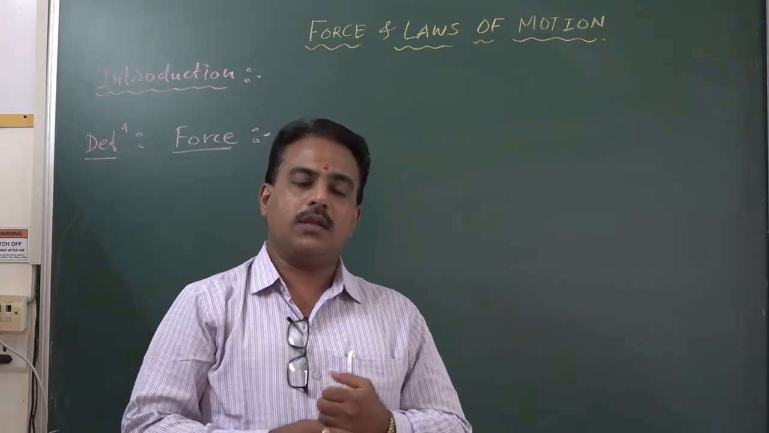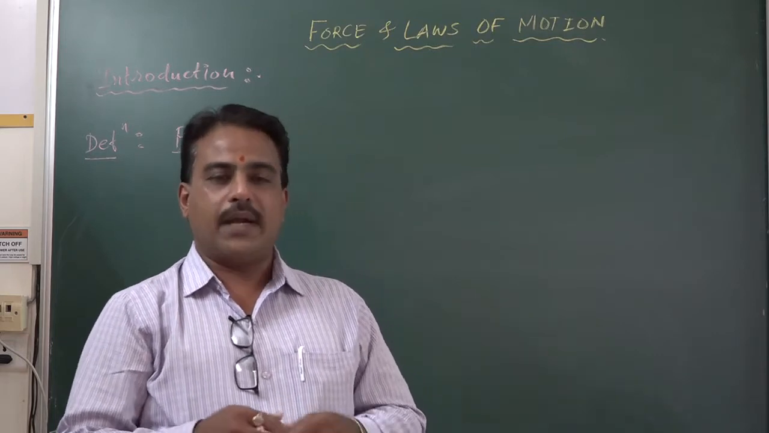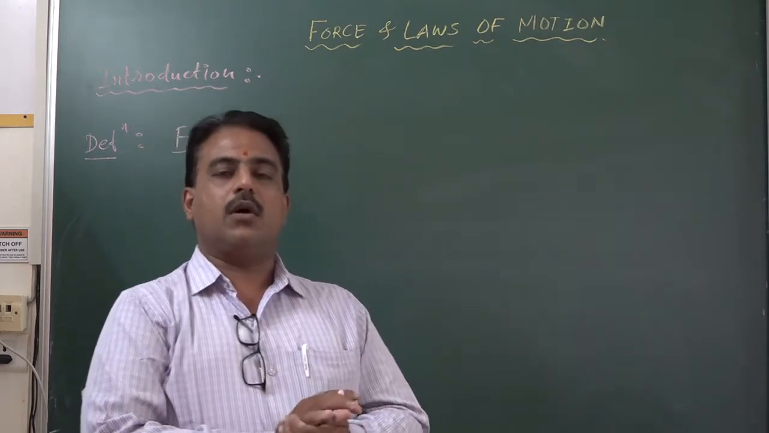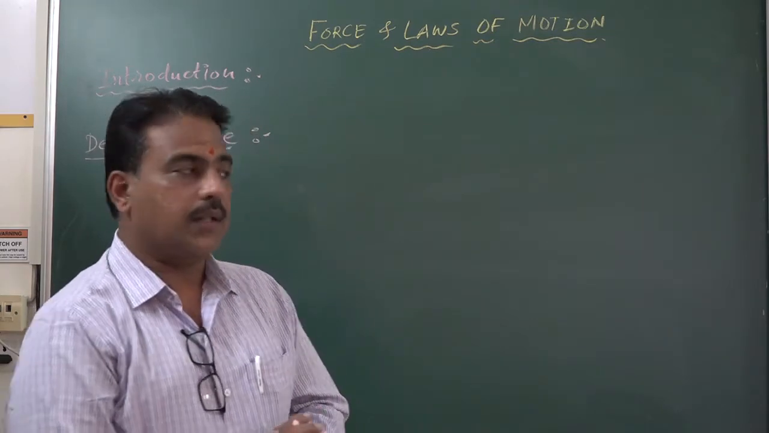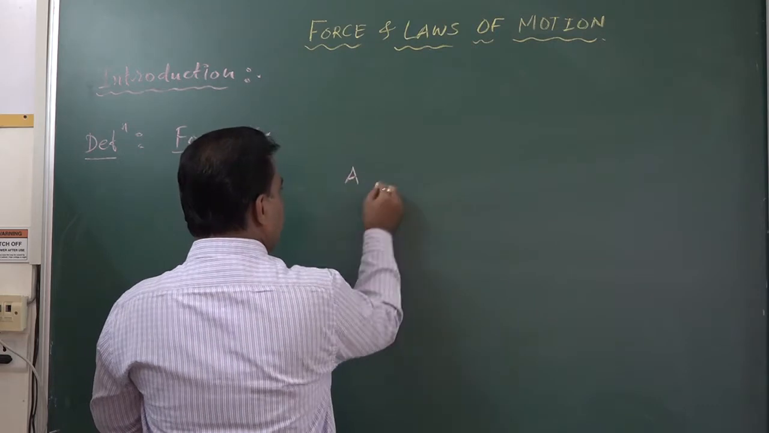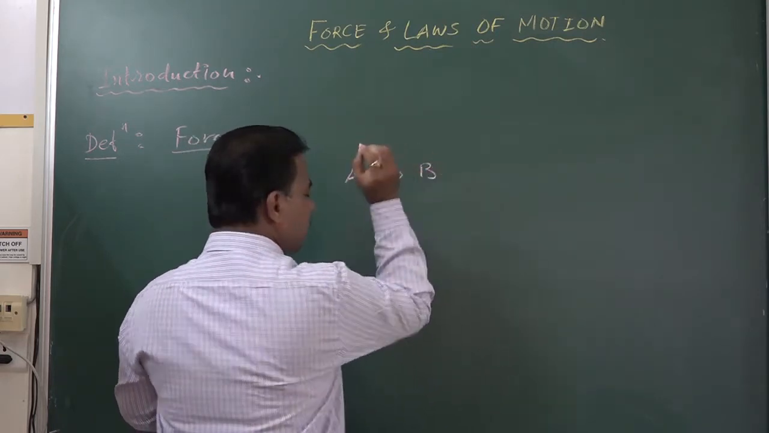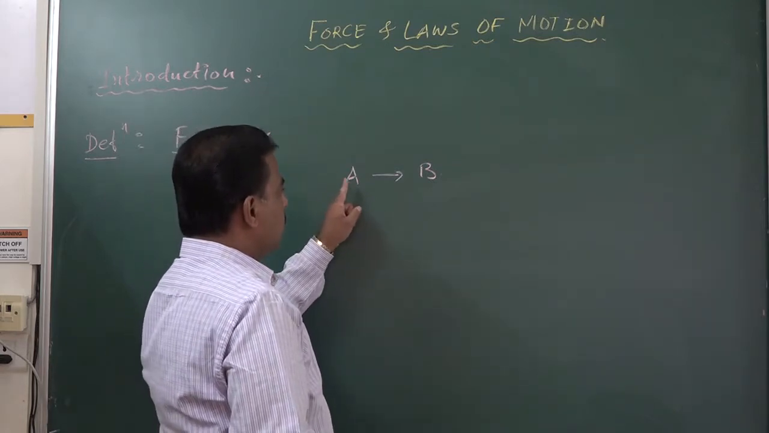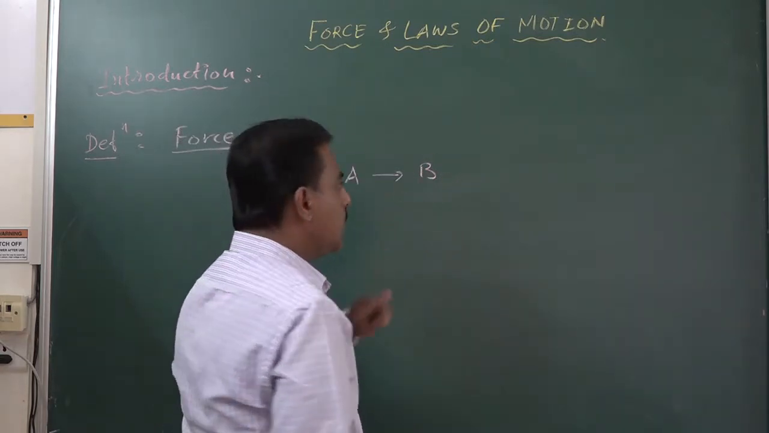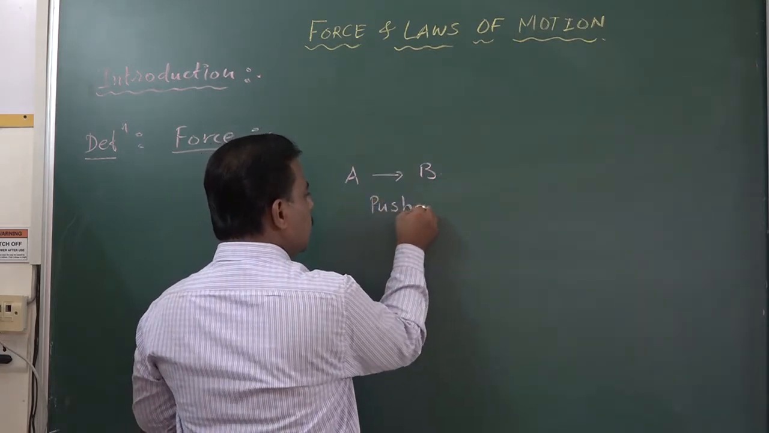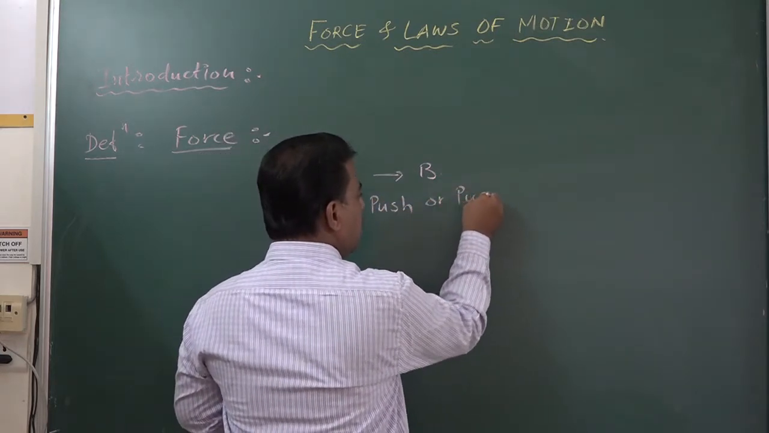Suppose you are kicking the football, or pedaling the bicycle. All those activities consist of some type of action, and this action is from one body, let's imagine body A, to body B. So this action which we are giving from one body onto another body is nothing but either a push or a pull.